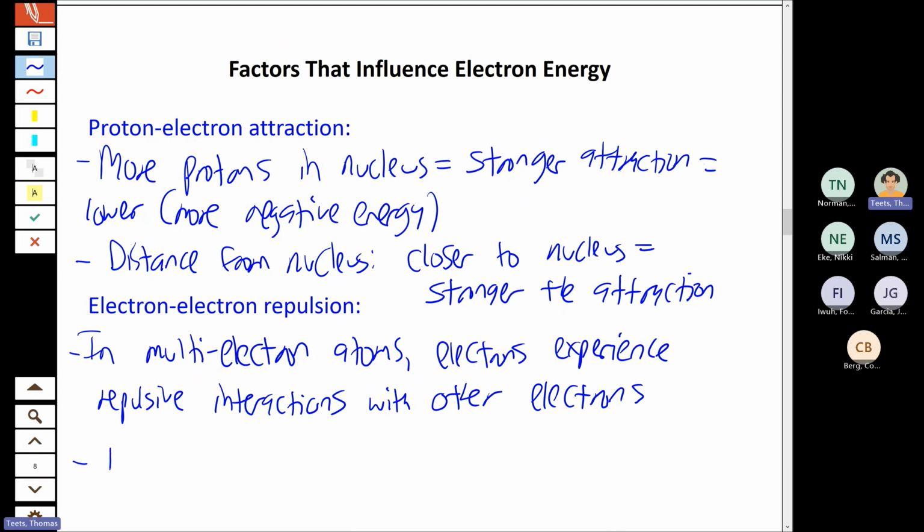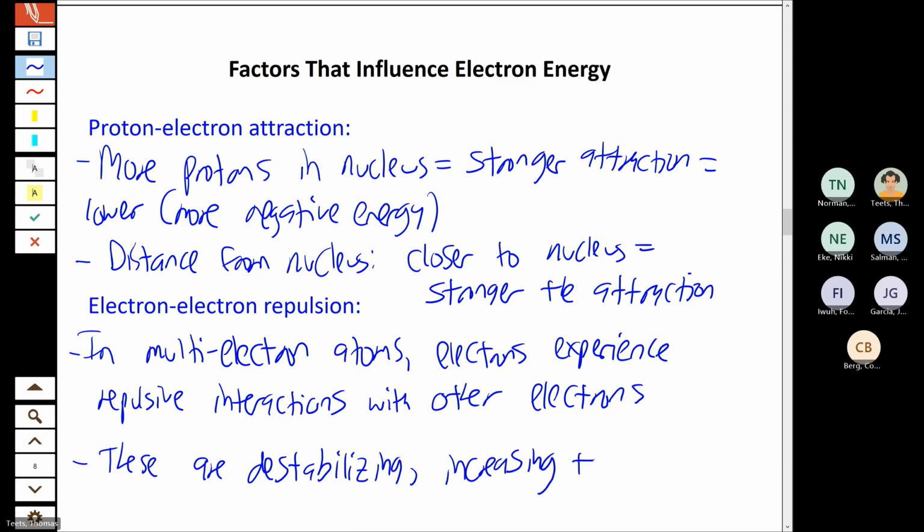So these interactions are destabilizing and increase the energy. So there's a balancing act the electron has to play. Electrons want to be at the lowest energy possible that's available to them, but they have to balance getting close to the nucleus, which would lower the energy, and trying to stay far away from all the other electrons, because that would raise the energy if they're too close together. So it's two competing forces that come into play when determining the overall energy.